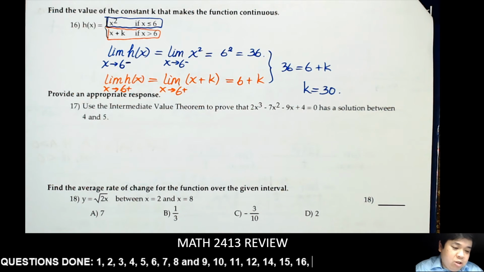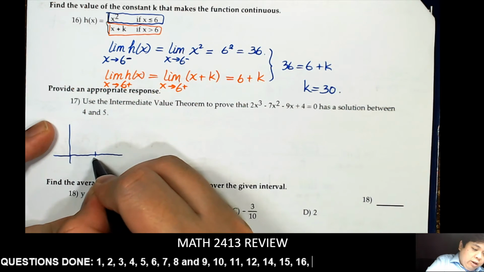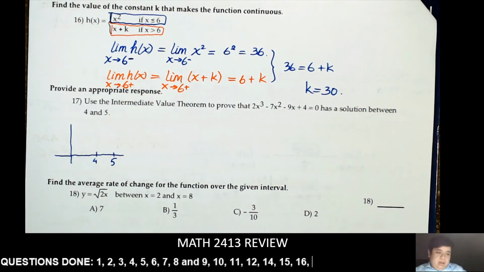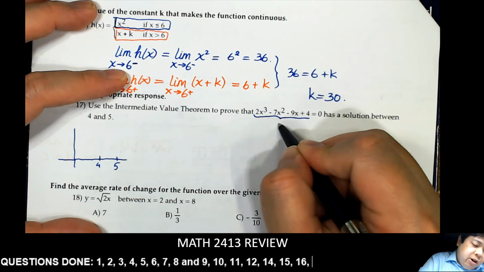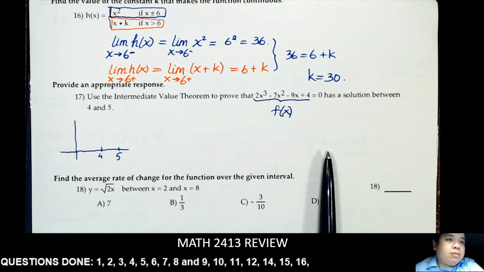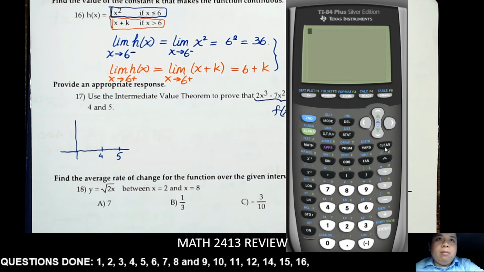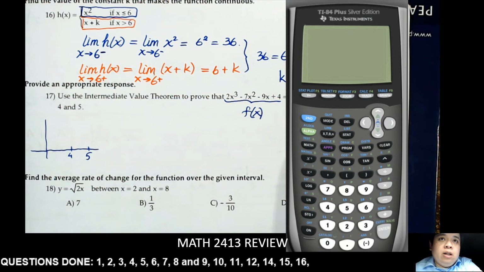Right, intermediate value theorem. So usually it is more general than this, but in this scenario what we have here is a 4 and 5, and let's say this is the function. It will be easier if we use the calculator here. Right. So first we enter the function into y equals: 2x cubed, I use that because it will be faster than the x cubed, 7x squared minus 9x plus 4.